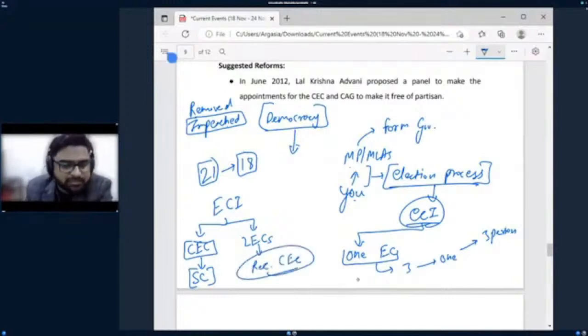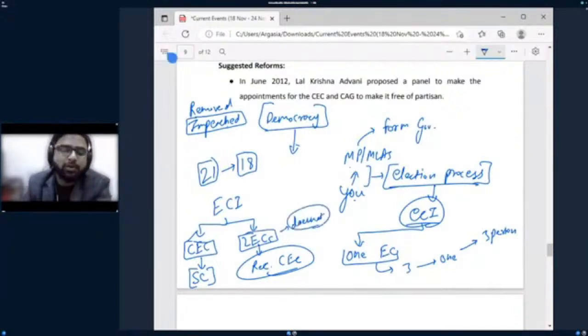You can see from this that the CEC enjoys security of tenure. These ECs do not. And that's the debate going on. The two things being debated in the Supreme Court. One is this, that first, the two ECs must also be allowed to have the same security as the CEC. Why is this? So that you become independent.